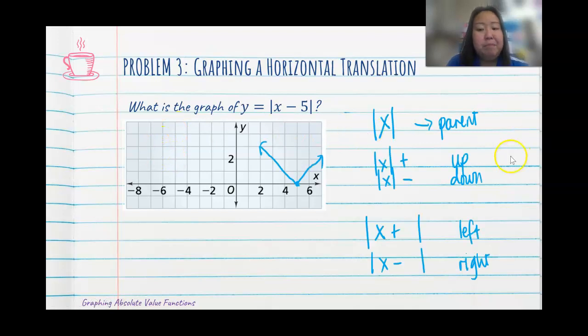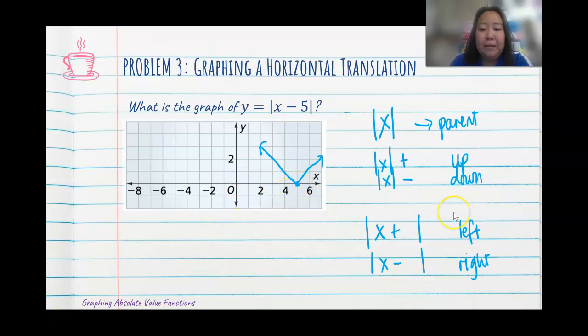All right, so remember absolute value of x, this is how your parent function looks like. The up or down movement, the addition or subtraction, is outside. The left and right movement is going to be inside together with x in the absolute value symbol. So here we have the absolute value of x minus 5. So it means it's going to be moving to the right, and so our graph will look like this.